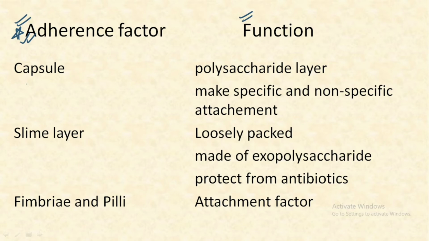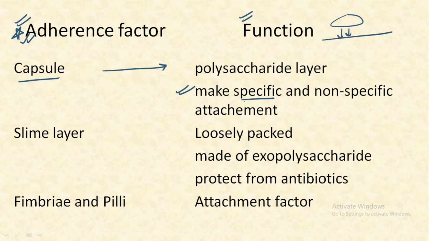The first adherence factor is the capsule, and the function it performs is that it makes specific and non-specific attachment. What does this mean? Consider we have this bacterium. The capsule helps the bacteria to identify to which surface it needs to attach, that is, it helps in both specific and non-specific attachments. And also the capsule is a polysaccharide layer. Make sure you remember this composition.